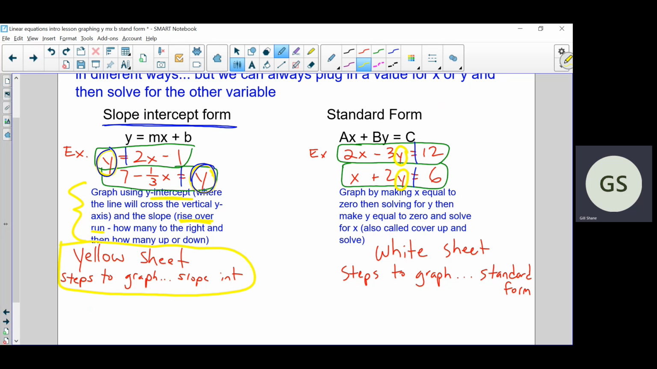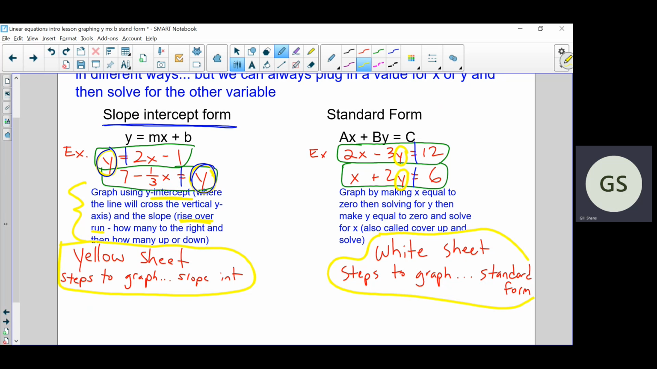So now, if it's not in slope-intercept form, that means it's in standard form. There's only two different kinds of formats we're going to learn. So if it's in standard form, again, we gave you a sheet that had the steps to graphing. It was a white sheet, not a yellow sheet. I wish I had done it in yellow also. But it tells you how to graph when it's in standard form.